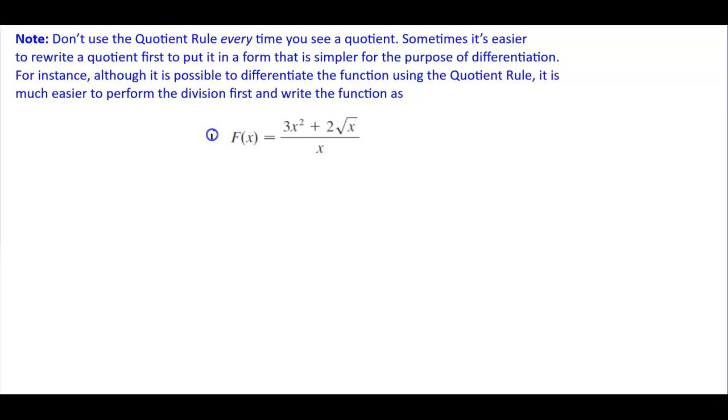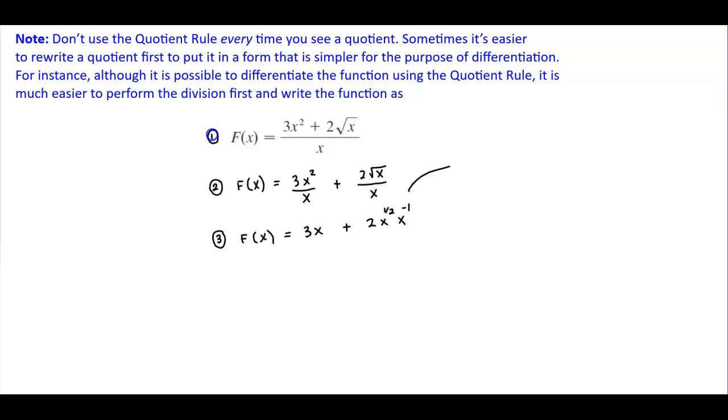So if this was our example, then we can share the denominator, f of x, which is equal to 3x squared divided by x plus 2 times the square root of x over x. All right? Okay, and then we can simplify in the next step. So we would have f of x, which would then equal 3x plus 2 times x to the 1/2. And if we bring the denominator up, this is going to be x to the negative 1.